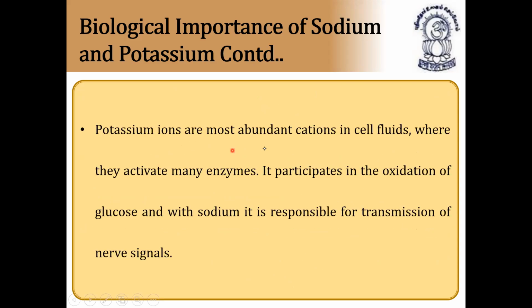Next, potassium ions are the most abundant cations in cell fluids, where they activate many enzymes. They participate in the oxidation of glucose, and with sodium they are responsible for the transmission of nerve signals. Oxidation of glucose is nothing but burning of food in our body. So due to this, it gets oxidized. Burning of food is done by potassium ions. Glucose is nothing but another form of food.